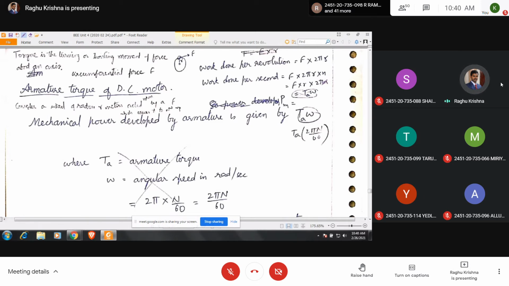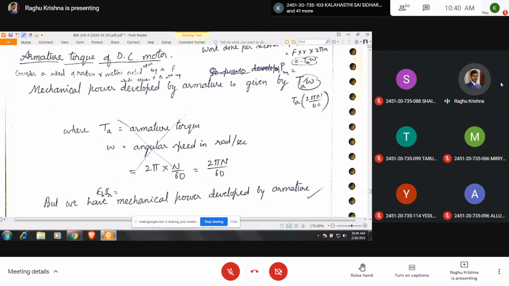So 2 pi is the angle. Okay. So here, F into r, the force into radius, is torque. You know that force into perpendicular distance is the torque. So force into radius is the torque. So TA here becomes omega.